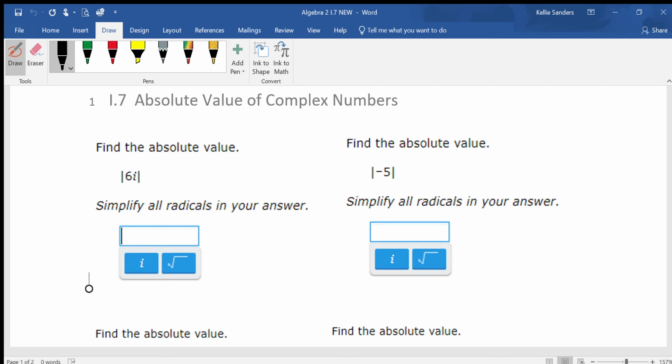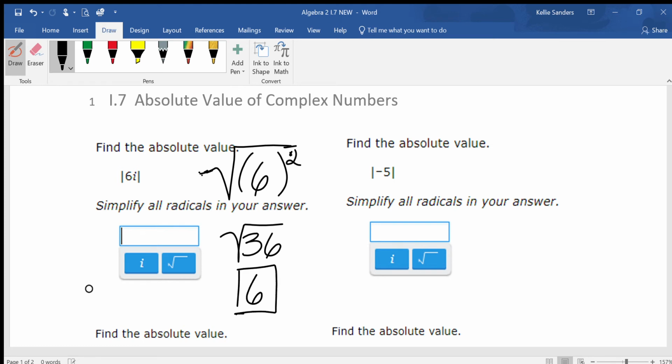So, absolute value of a complex number. If it tells you to take the absolute value of this, you would take the square root, and don't worry about whether it has an i. You take whatever number there is and square it. 6 squared is 36, and then you take the square root of it and get 6. Yes, this was 6i, and it turns out to be a positive 6. So the absolute value of 6i is 6.